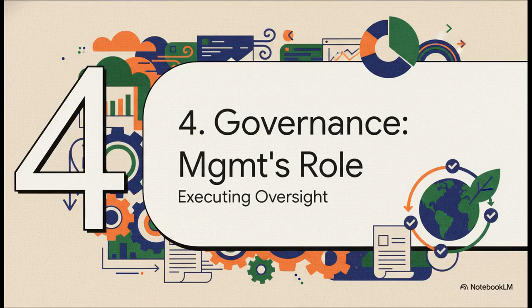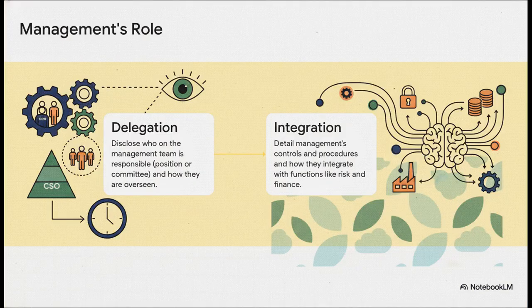Okay, so we've talked about the view from 30,000 feet with the board. Now let's get down to the ground level, to management's role. This is all about who's executing on that strategy every single day. When it comes to management, the disclosure requirements really focus on two things. First, who is in charge? You need to point to the specific person or committee that owns this and explain how they exercise that oversight. And second, how are they doing it? You've got to describe the actual controls and procedures they're using, and this is key, how all of that is woven into the fabric of the rest of the business, like your risk and finance teams.